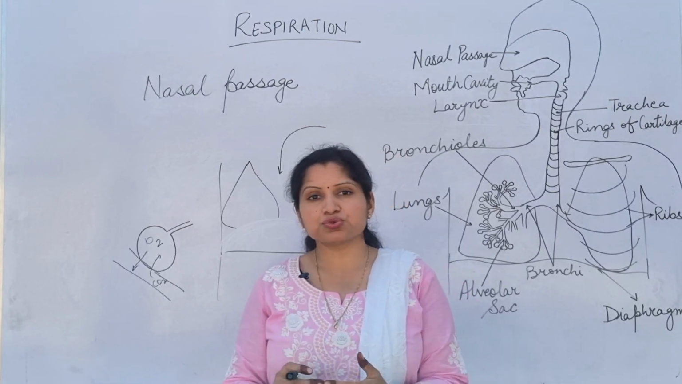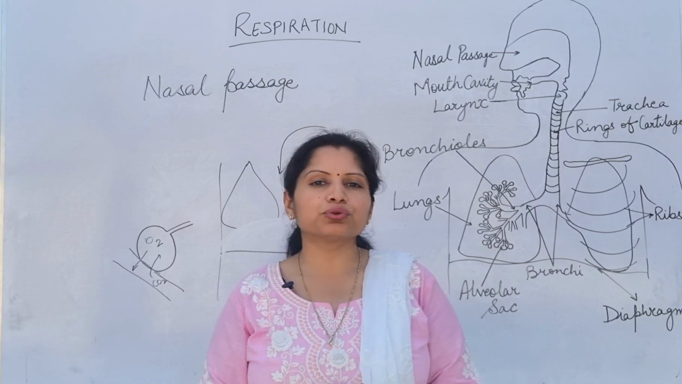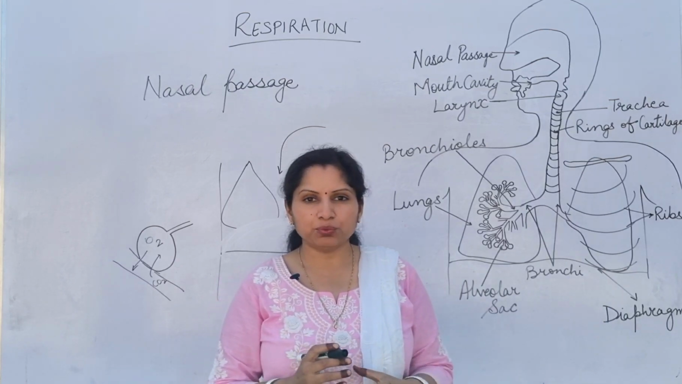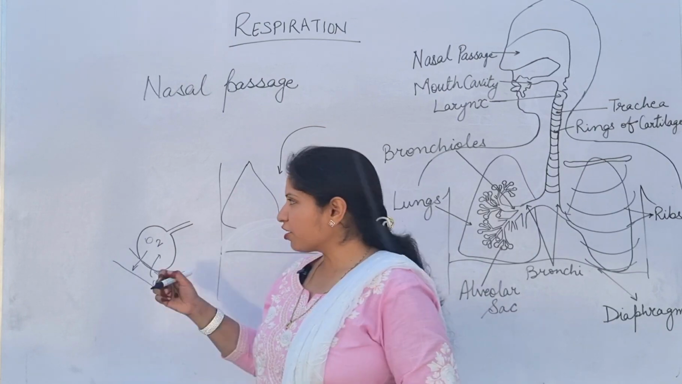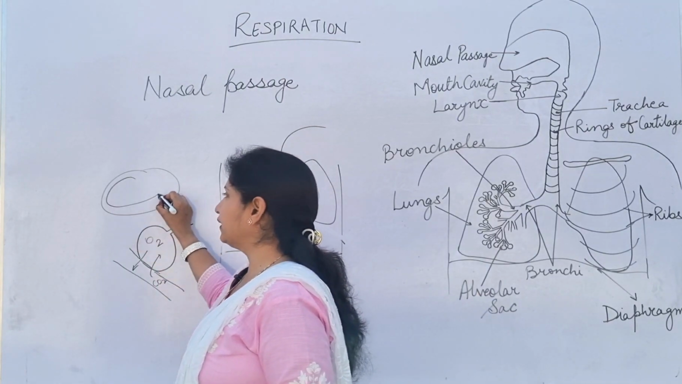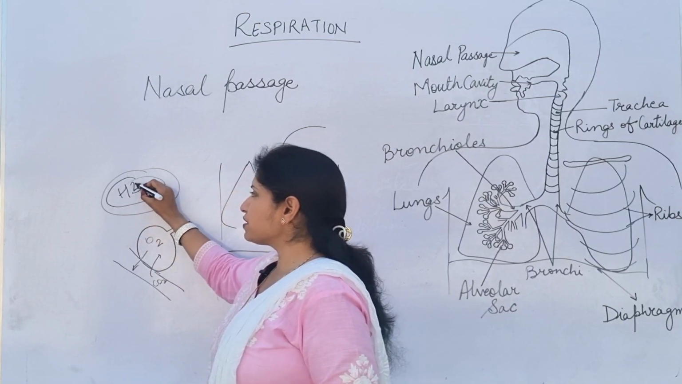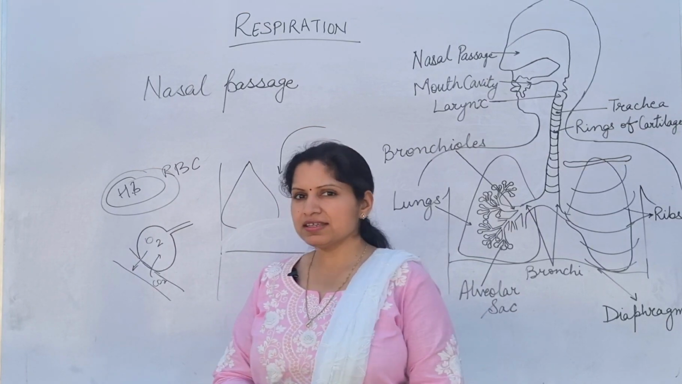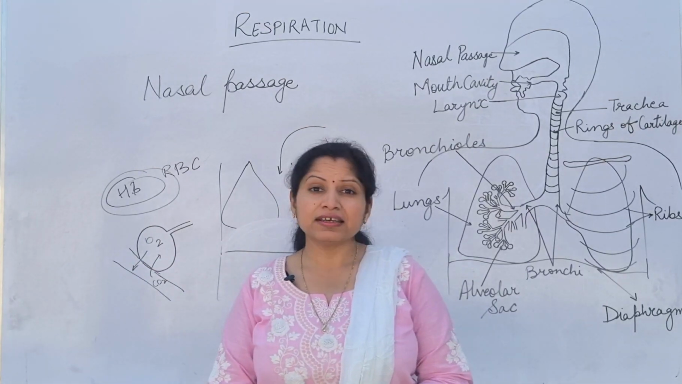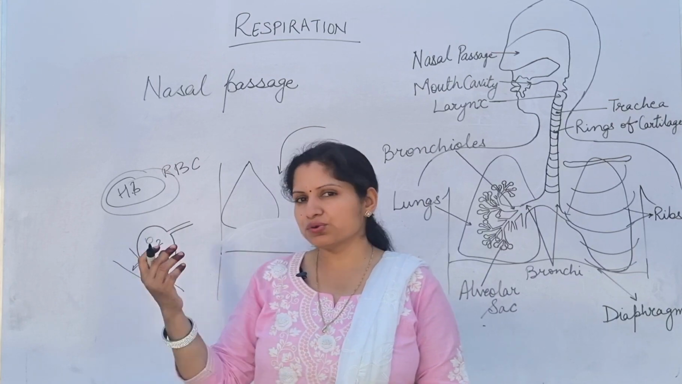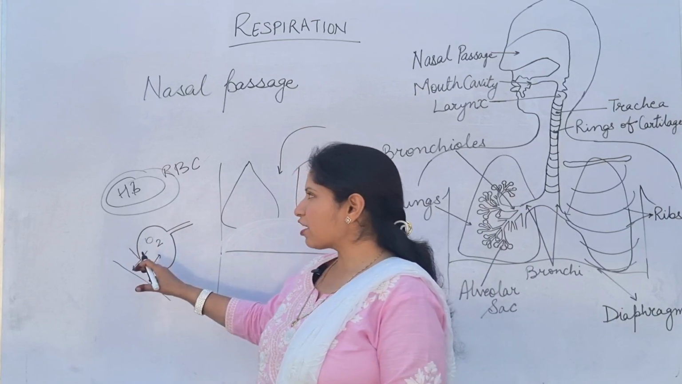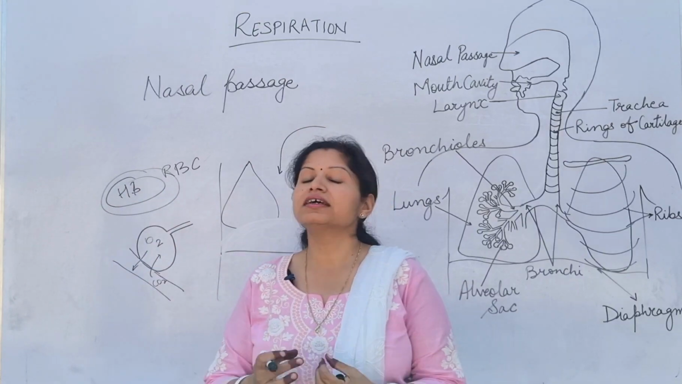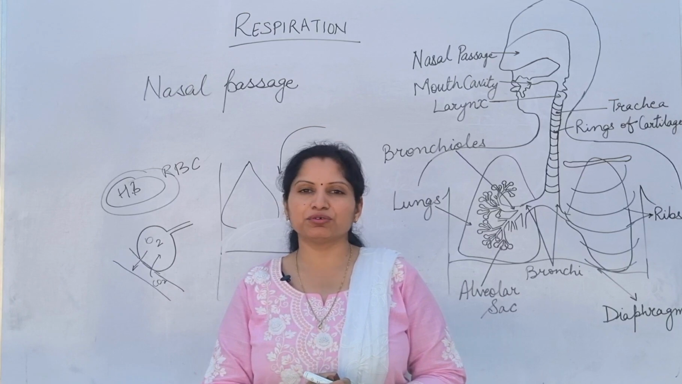This oxygen reaches each and every cell of the body through the blood. And who is going to carry this oxygen? It is carried by RBC. RBC have hemoglobin in them. Hemoglobin is present inside the red blood cells. This hemoglobin combines with the oxygen that was taken up from the alveoli and goes into the bloodstream, and carries it to each and every cell of the body.